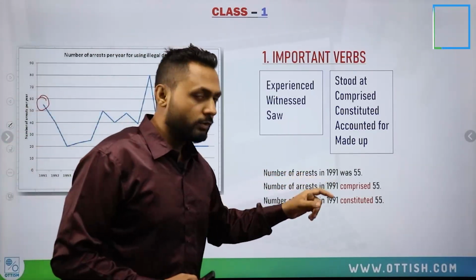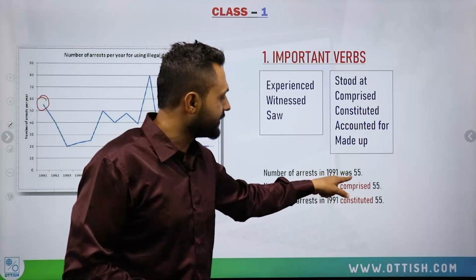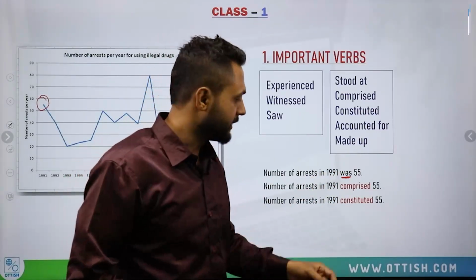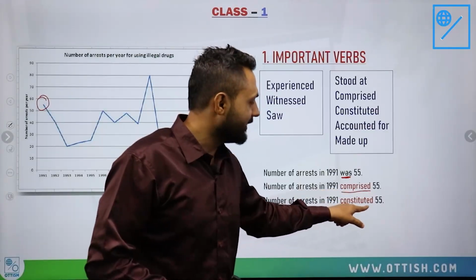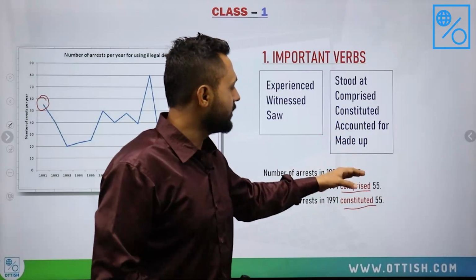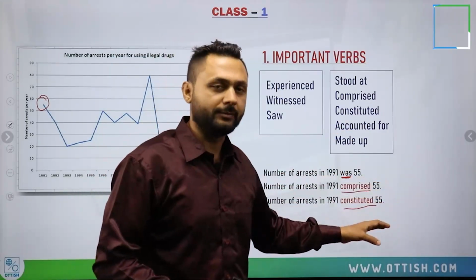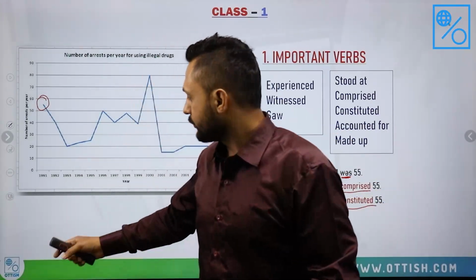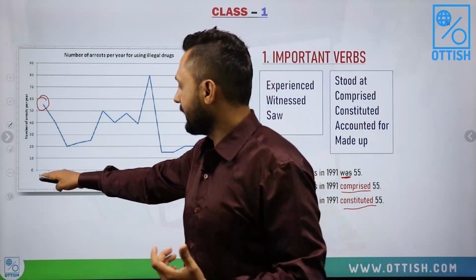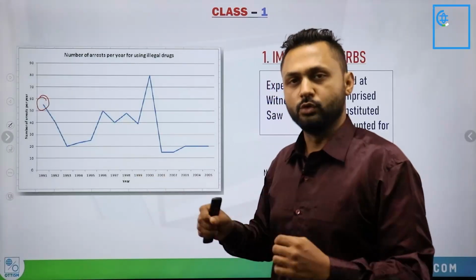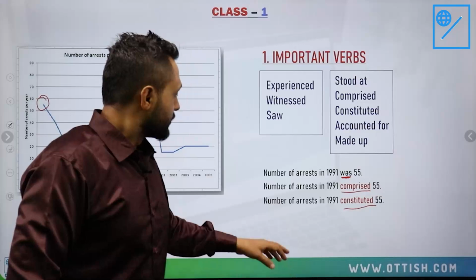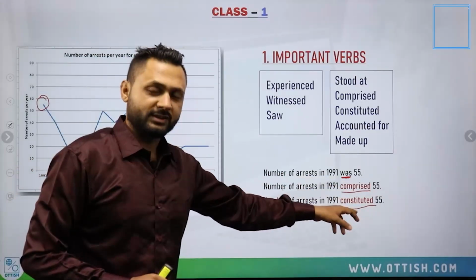Yes, this is correct, but what we want to do is we want to avoid this common verb was, and we want to place something more advanced, such as comprised and constituted. Or you can even write number of arrests in 1991 accounted for 55 or made up 55. This is written in past tense because we have dates here. So the easy thing is, if you find date in your question, then you will be using past tense. There are no ifs, there are no buts. Okay, so that's why I have used past tense here.